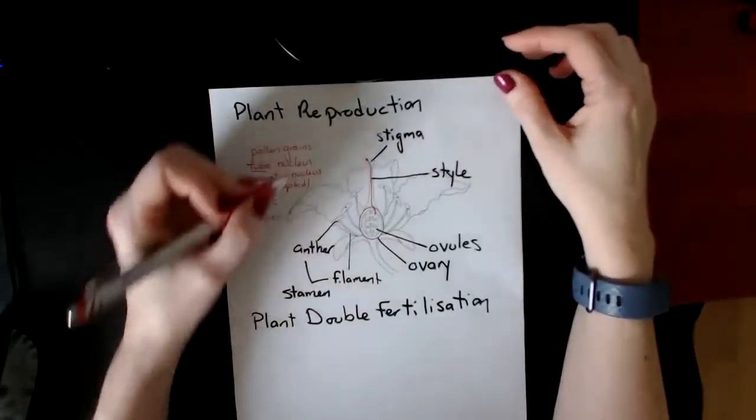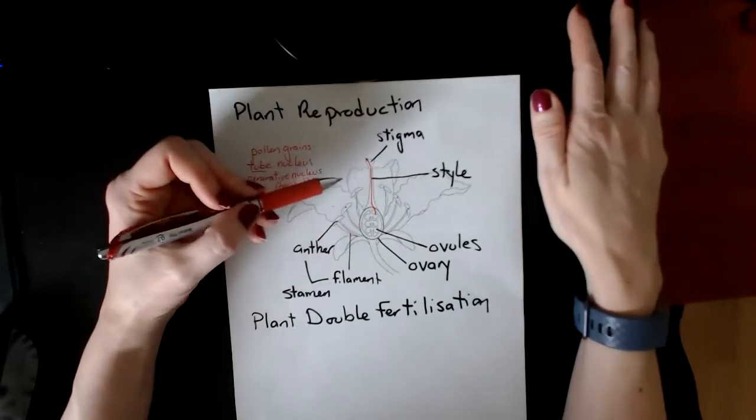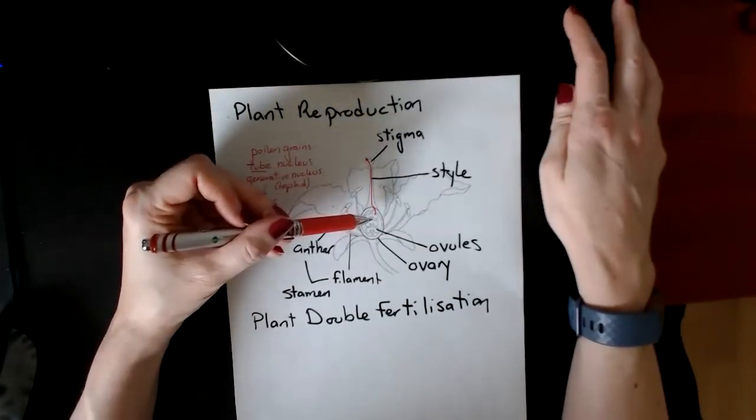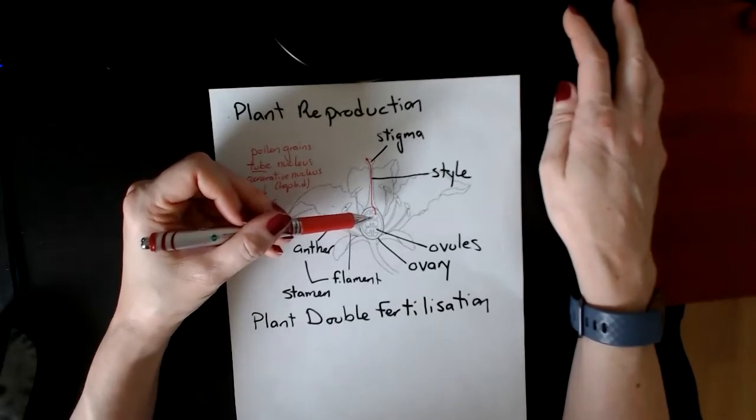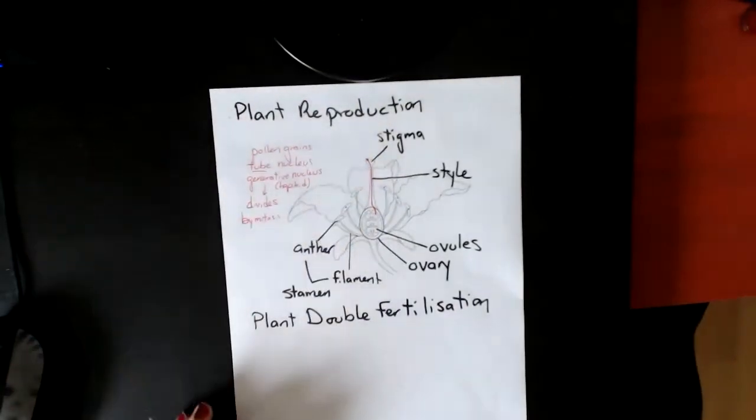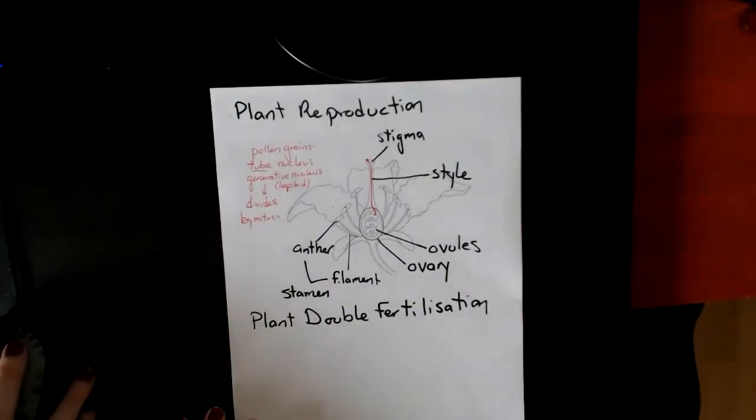I'll write down these steps in a second. And so the idea is that the second generative nucleus fuses with the two polar nuclei, and those then form the triploid endosperm. And the endosperm is responsible for, basically, providing food and energy and necessary nutrients to the embryo, the plant embryo, as it develops within the seed.